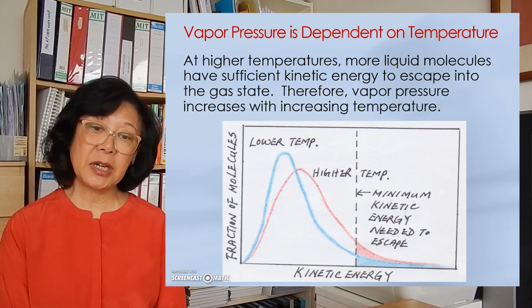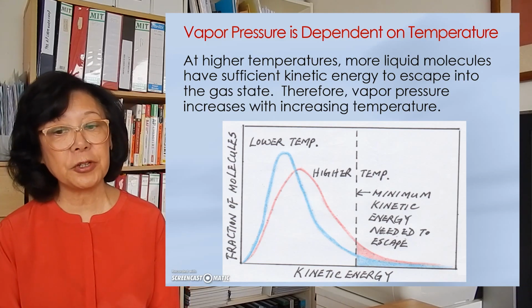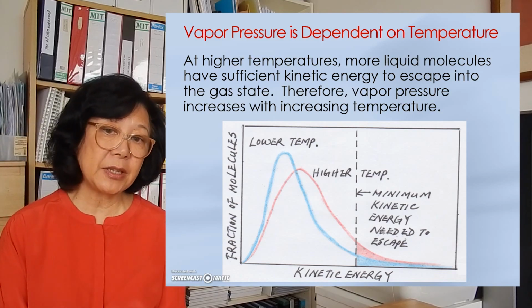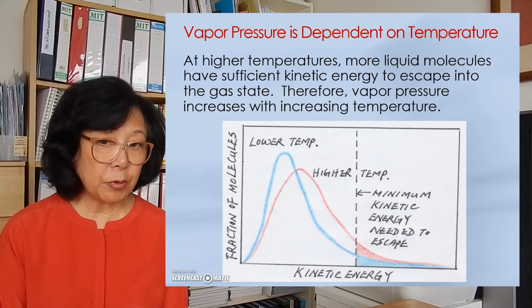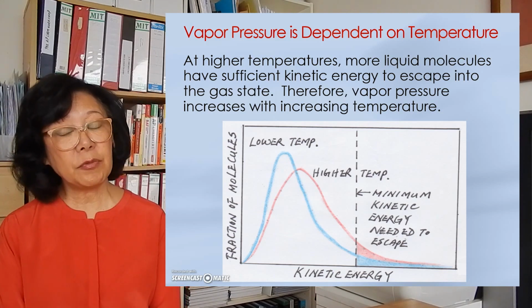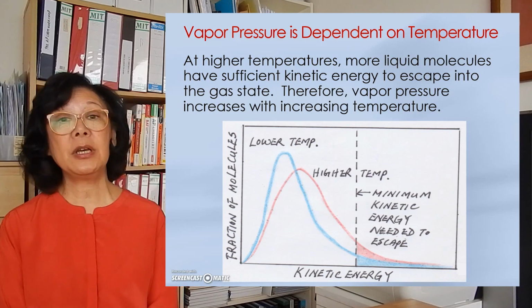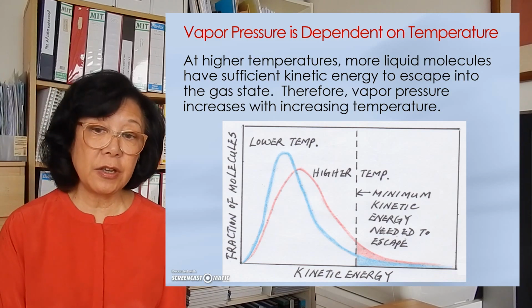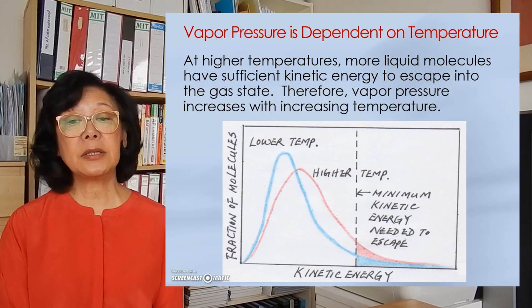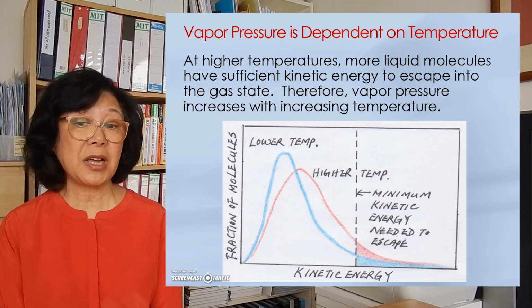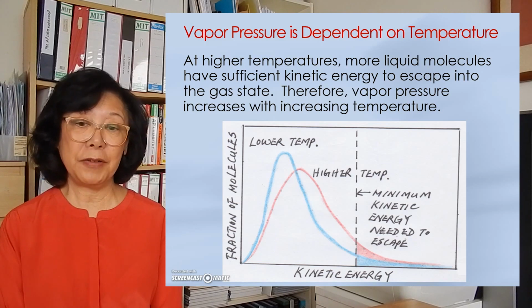Now you can see in this diagram we have fraction of molecules versus kinetic energy. The blue distribution curve represents that at lower temperature. The dotted line represents the activation energy, or the minimum kinetic energy that the molecules must achieve to evaporate. And the painted blue section represents those molecules having that kinetic energy to evaporate.